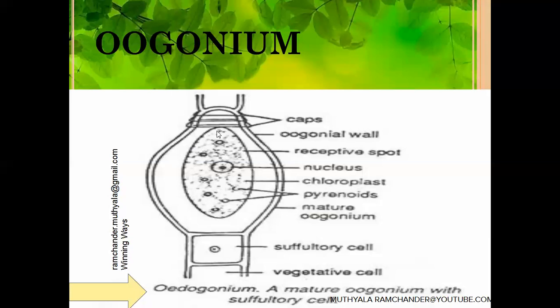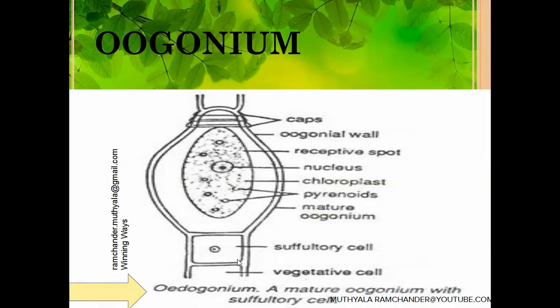It contains two major parts. One is a colorless spot, called the receptive spot. Receptive spot means male gametes are received by this area only, so this spot is called the receptive spot. The remaining part is green in color. It contains the haploid nucleus, chloroplast, and pyrenoids. These make up the egg structure.